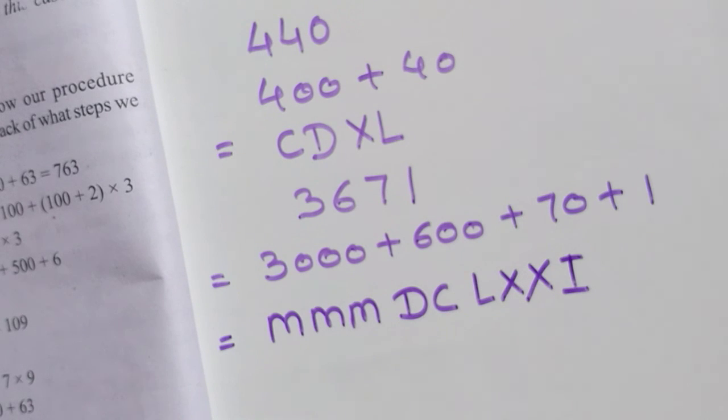Now using these rules you can write any Roman number between 1 to 3999. Just remember these rules, just go through these rules.